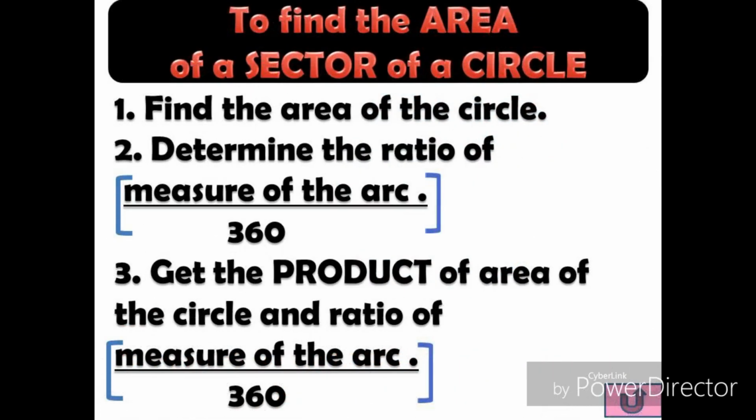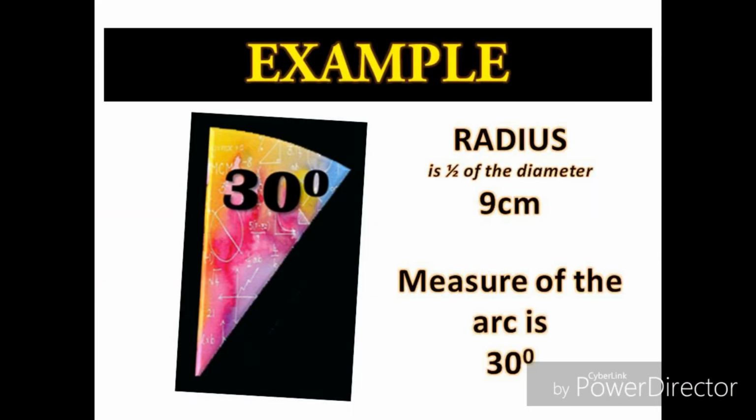Now, to find the area of a sector of a circle, we have three steps to follow. Number 1, find the area of the circle. Number 2, determine the ratio of the measure of the arc over 360. And number 3, get the product of the area of the circle and the ratio of the measure of the arc over 360.